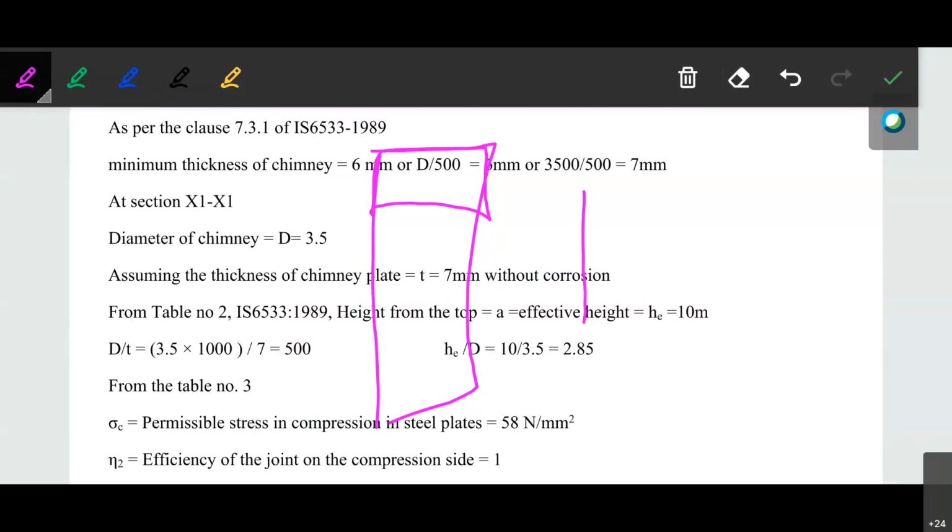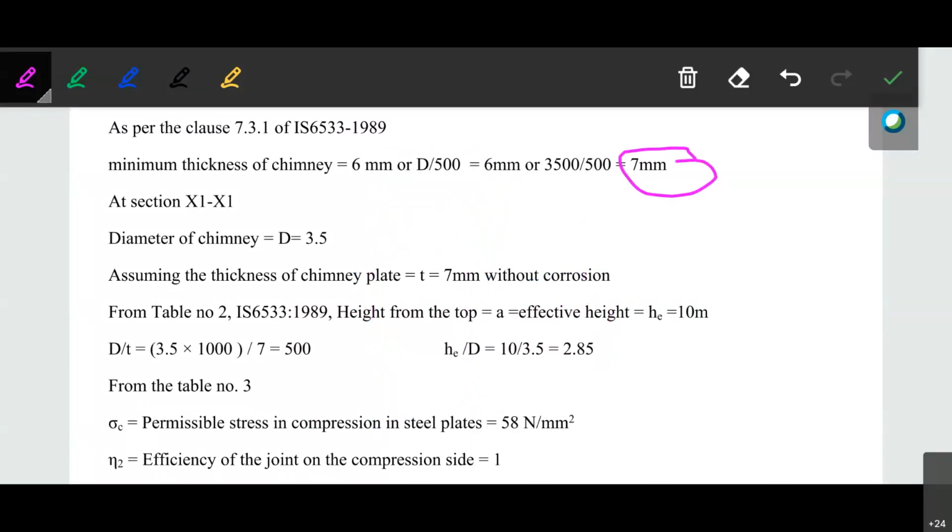As you go downwards, as the number of segments increases, you can increase that particular minimum thickness by 1 mm, 2 mm or the number of mm. Okay, so first, the top segment, therefore considering the thickness of that particular chimney plate as 7 mm.